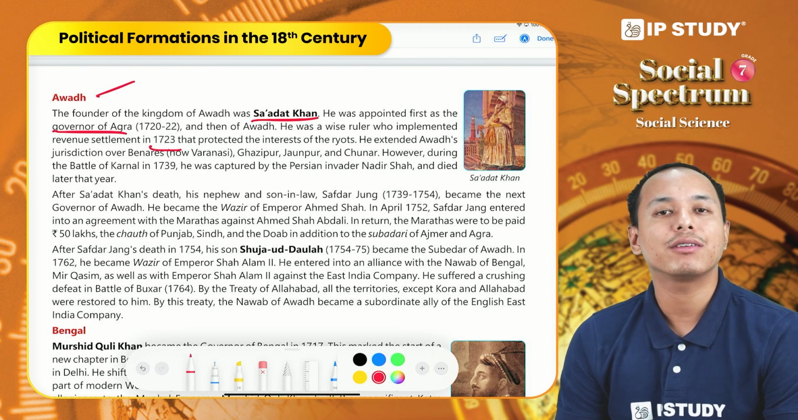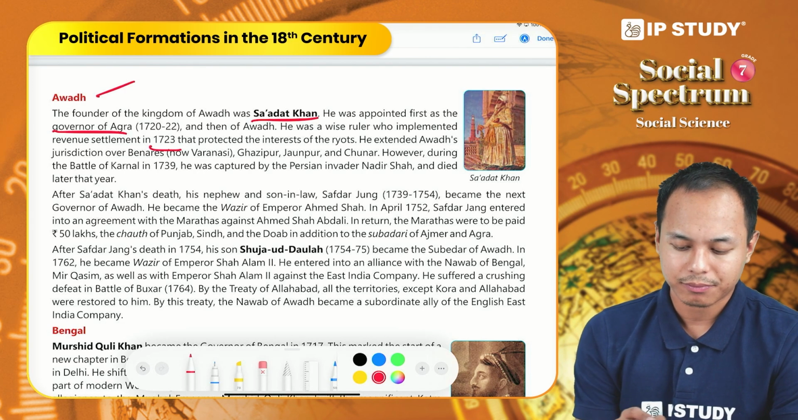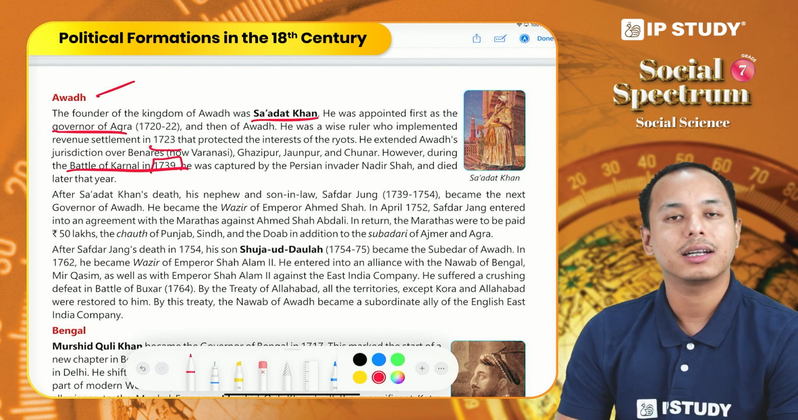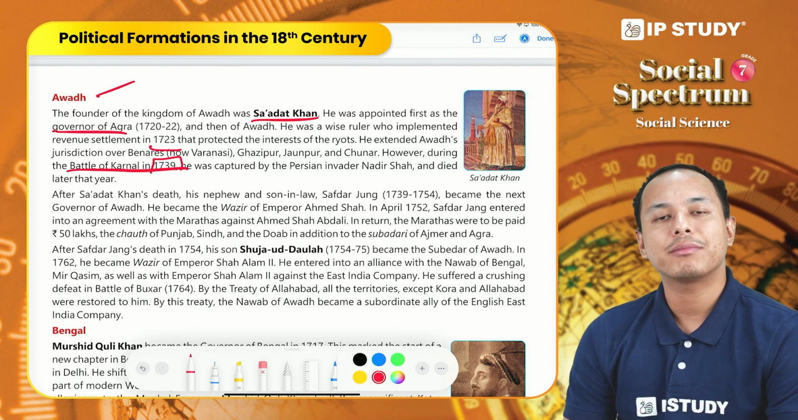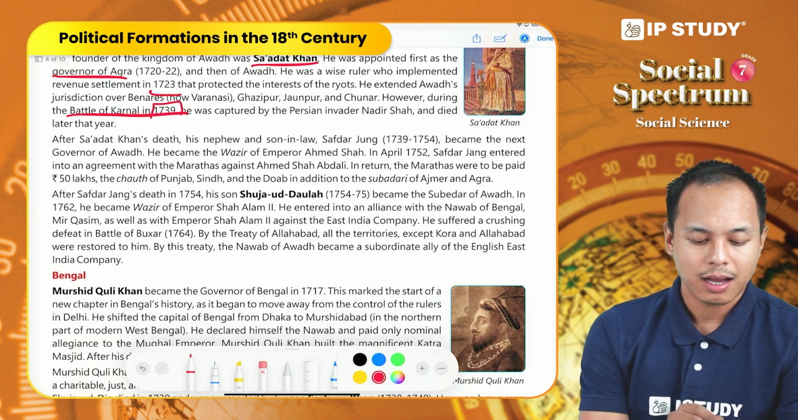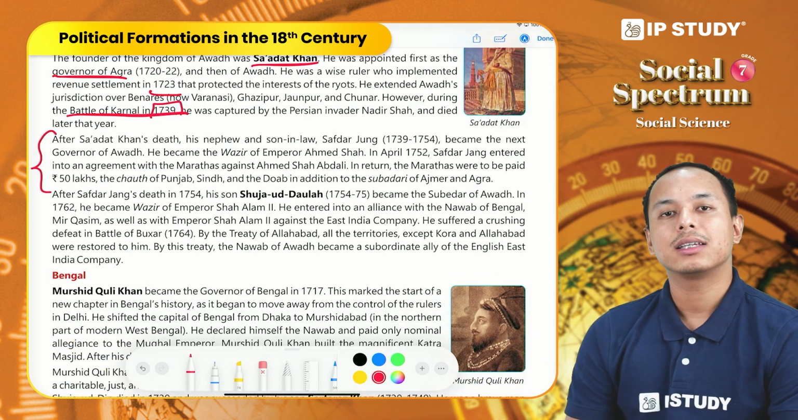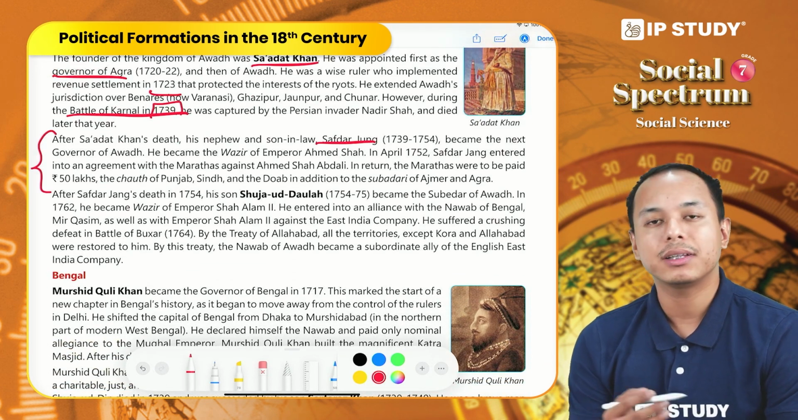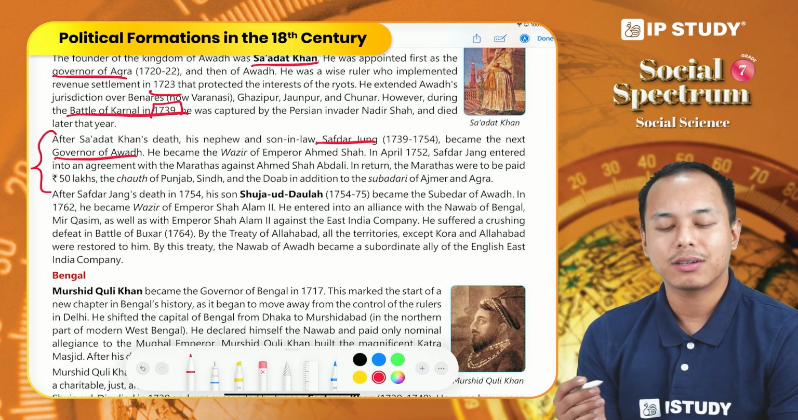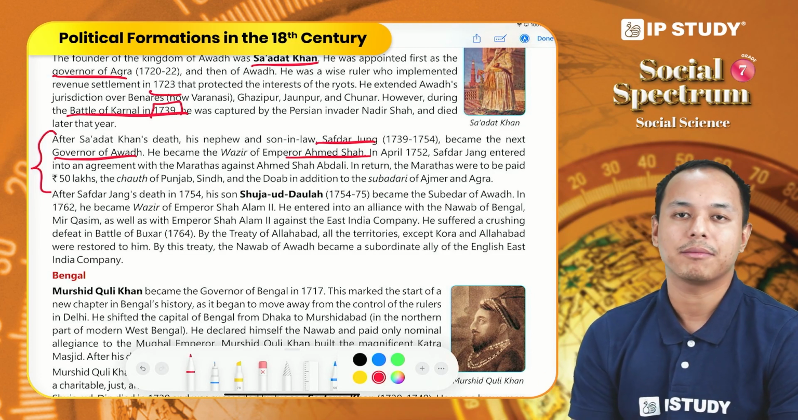So we can say he was a very wise ruler. However, during the Battle of Karnal in 1739, he was captured by Nadir Shah, and he died later that year. After Saadat Khan, his son-in-law Safdarjung became the next governor of Awadh. He also became the Wazir of Ahmad Shah.